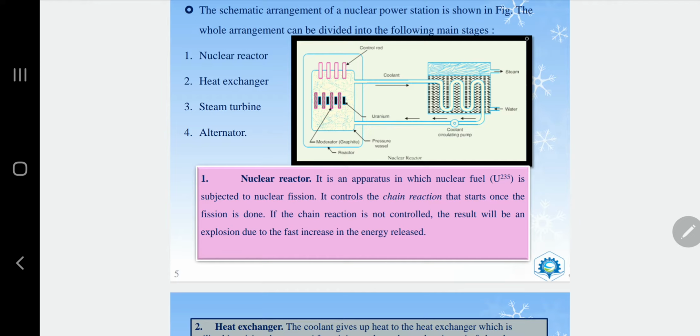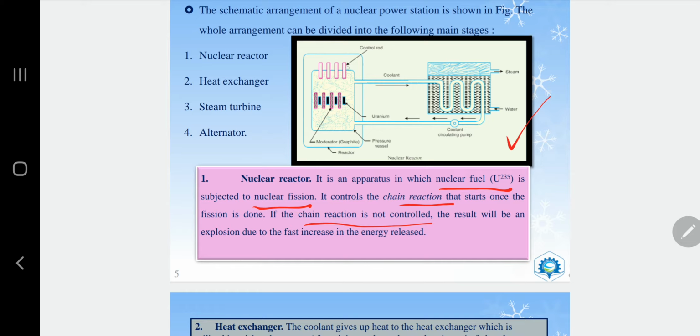So nuclear reactor, here you can see the figure of a nuclear reactor. It is an apparatus where the nuclear fuel is subjected to nuclear fission. It controls the chain reaction. The reactor is a place where the chain reaction is done in a controlled manner. If the chain reaction is not controlled, the result will be an explosion due to a fast increase in the energy released. So normally a controlled procedure is followed. So that is a nuclear reactor.